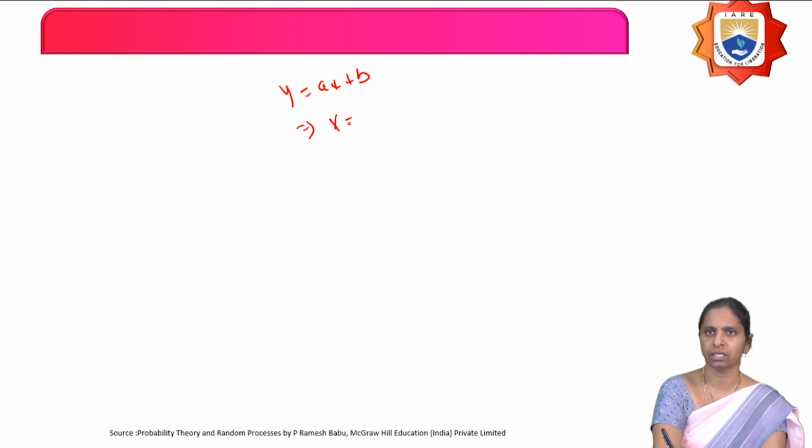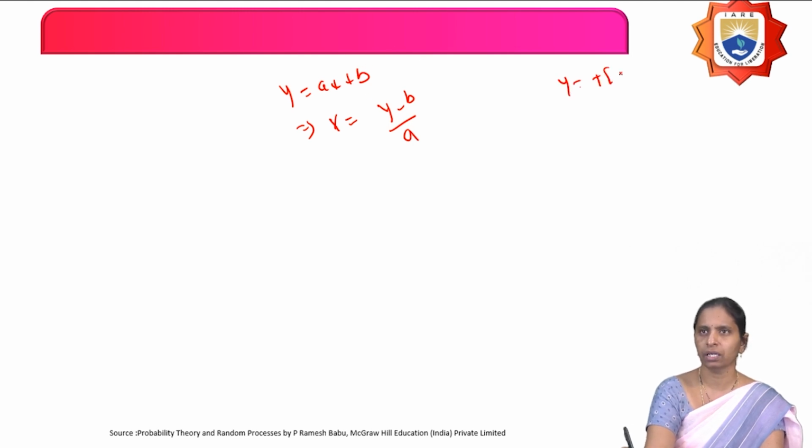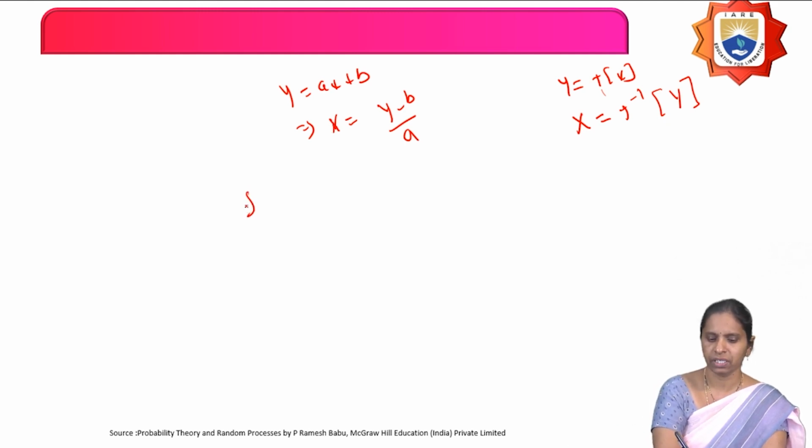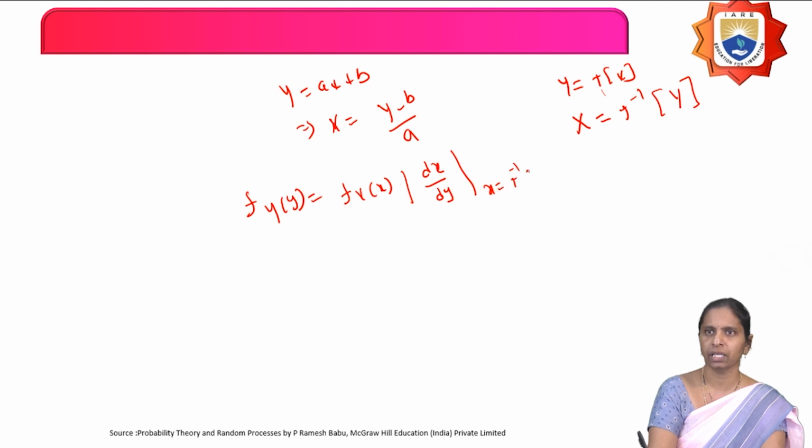Now they have given y equals ax plus b, which implies x equals y minus b by a. Y is the transformation of x: by performing an operation on x, you got y. Similarly, by performing the inverse operation on y, you obtain the original random variable x. So x equals the inverse operation of the transformed random variable y. Now, the density function of the transformed random variable is fy of y equals fx of x into mod of dx by dy at x equals t inverse of y.